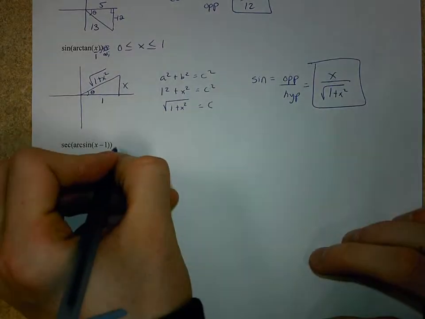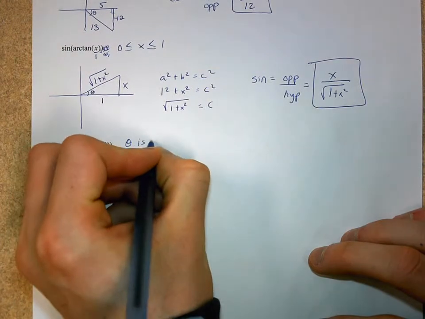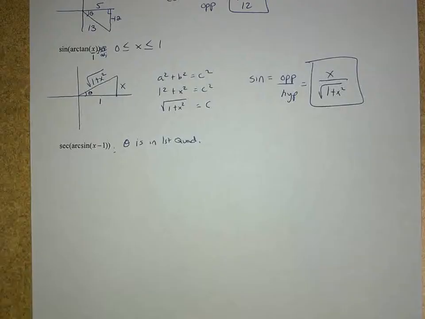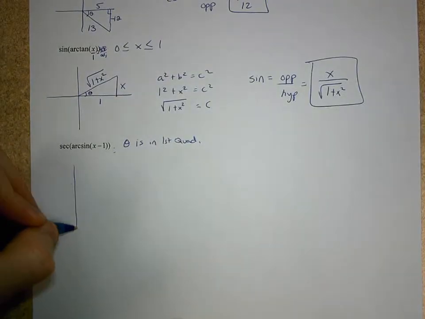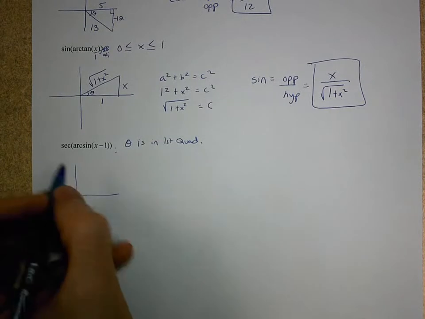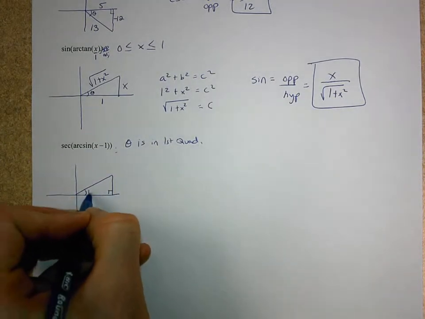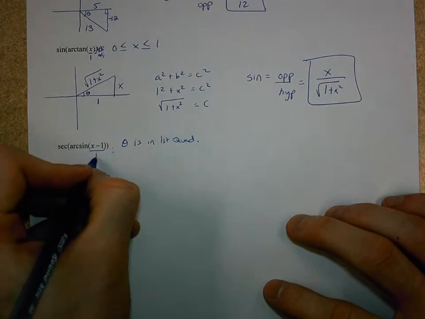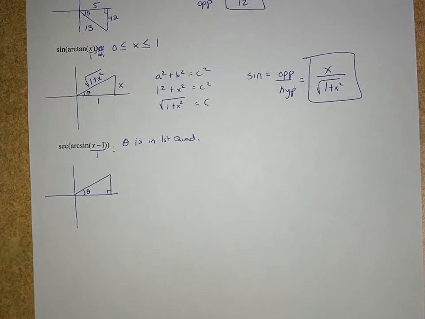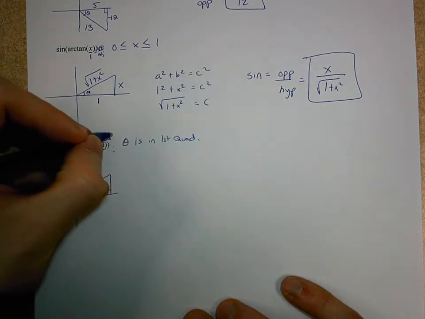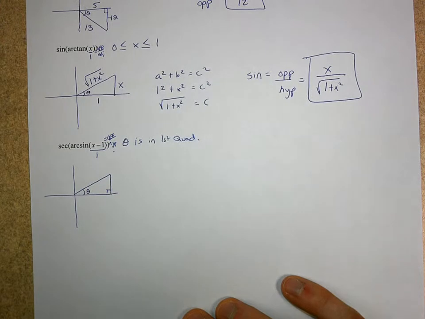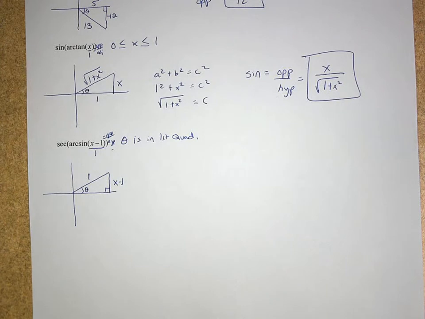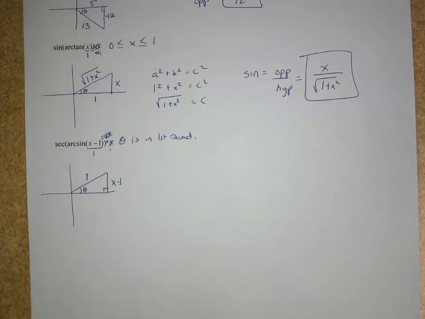The last one, I'm also going to put the condition that theta is in the first quadrant. So that means I can start right away by drawing my reference triangle in quadrant 1. Once again, this is understood to be over 1. And sine, we know, is opposite over hypotenuse. So my opposite is x minus 1 over the hypotenuse of 1. And I want to solve for my adjacent side.